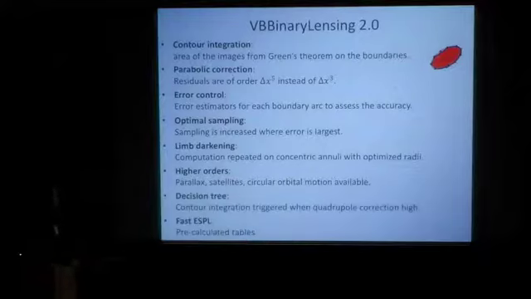So, for example, the contour integration, the full calculation is triggered only when it's really needed, when the quadrupole correction to the point source approximation is sufficiently high. And also, I use pre-calculated tables for the extended source point lens calculation. Okay, so this is what we did so far.